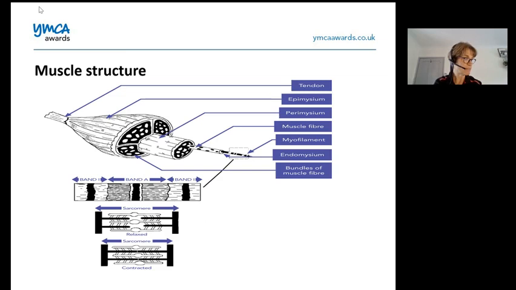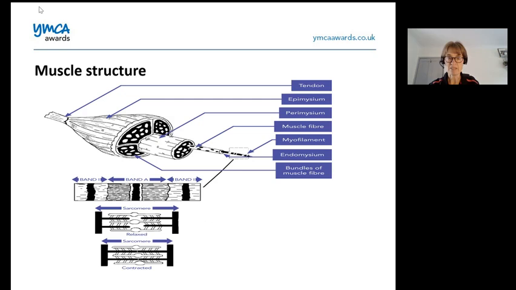So let's have a little look at muscle structure. So let's start looking at the connective tissue. Now, the very outside, so the wrapping of a muscle, is called epimysium. We remember it because it's sort of epic. It's the biggest one, it's on the outside, so that's epimysium. Now, a muscle is made up of a bundle of muscle fibers, and around each of these bundles of muscle fibers is another layer of connective tissue called the perimysium. So that's kind of the middle one.